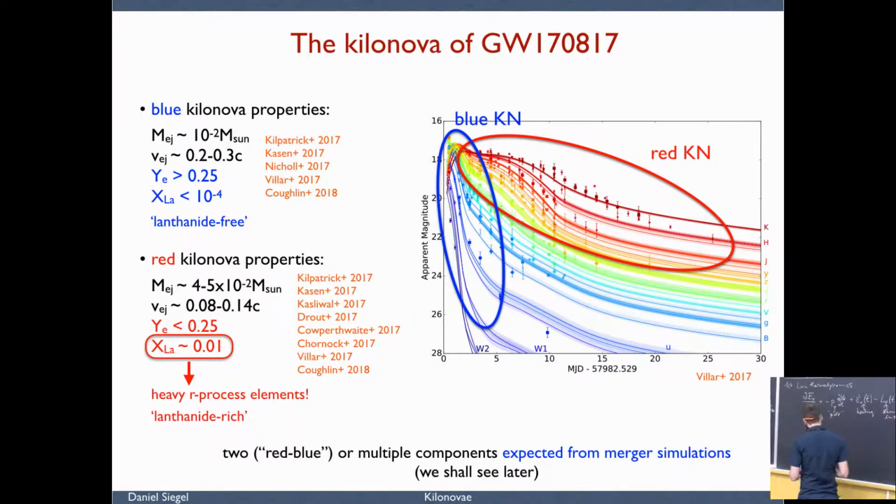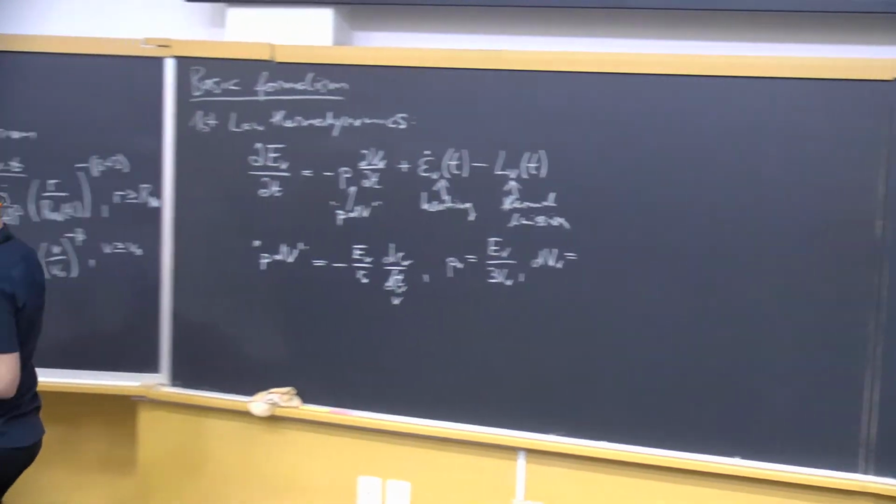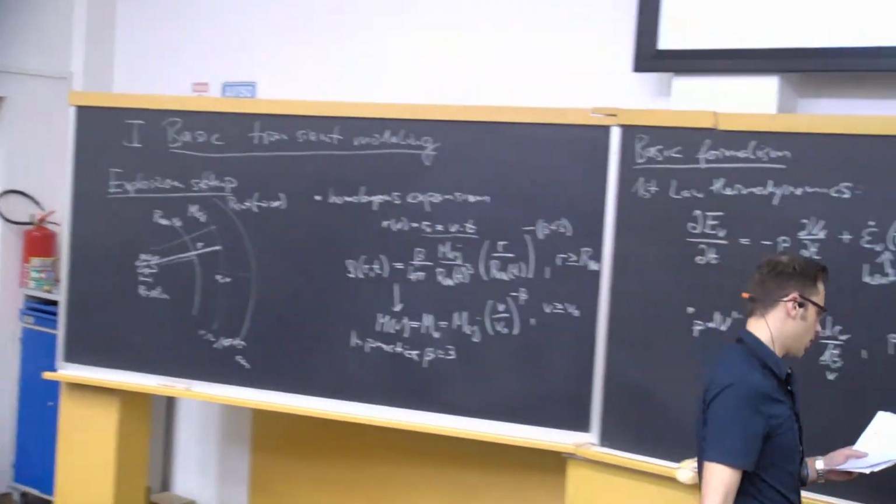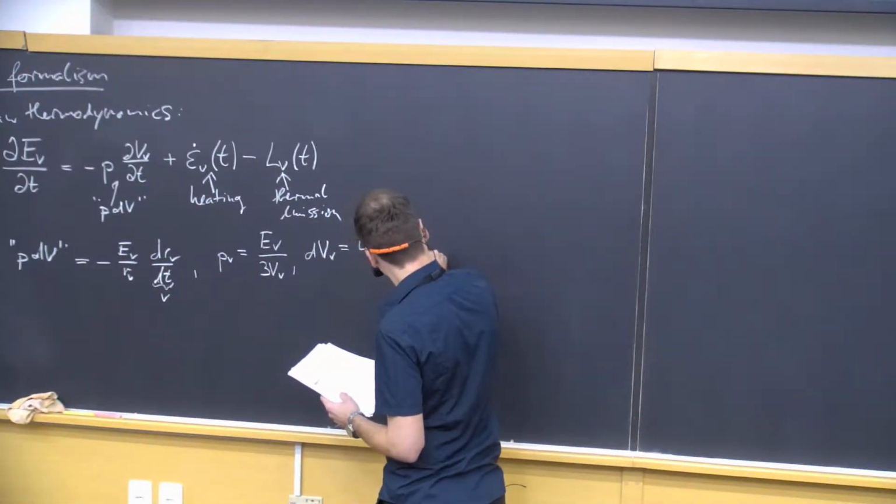Okay, in general, just because I'll need this in a second, we can rewrite this PDV work term as minus the internal energy divided by the radius times the radius, dr/dt, which is simply the velocity by the definition of homologous expansion. And here we use that we are assuming a radiation-dominated fluid, which means that the pressure is given by the internal energy divided by 3 times the volume V, and the volume of this thin shell at this mass coordinate is given by 4 pi r squared dr.